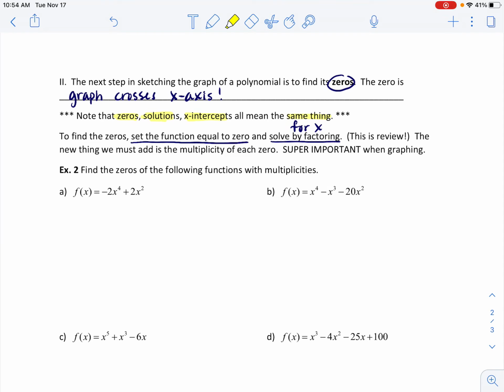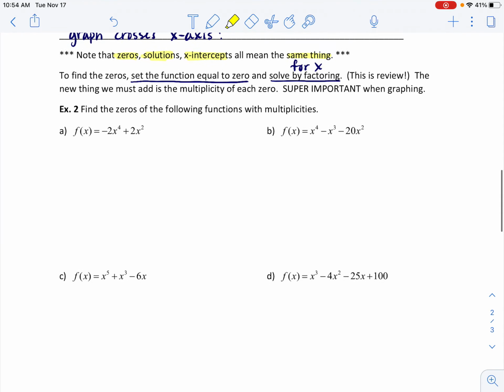Okay, so let's go ahead and just practice finding zeros. This is just review, but I just want to make sure that you get really good at finding this. So look, if I want to find the zeros, I'm going to set my function equal to 0. So I'm going to have -2x to the 4th plus 2x squared equals 0. And then I'm going to factor the right-hand side. So look, this is just a GCF factoring. I can pull out a -2x squared, which leaves me with an x squared minus 1.